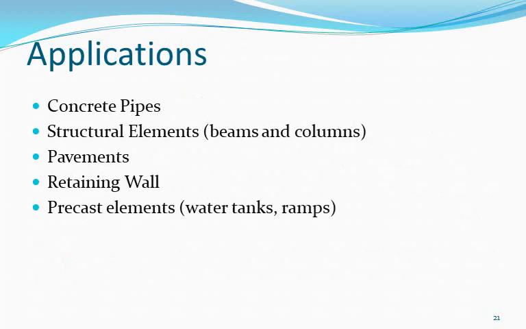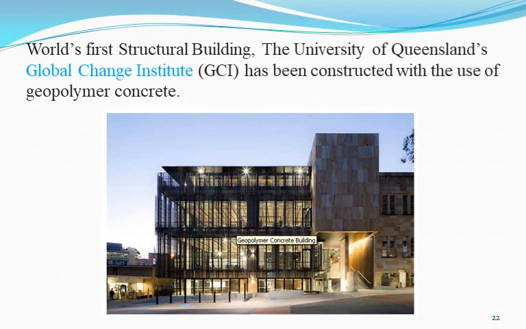The main applications are concrete pipes, structural elements, pavements, retaining walls, precast elements like water tanks, and ramps. This is the first building which was built using geopolymer concrete. It was built at the University of Queensland Global Change Institute.